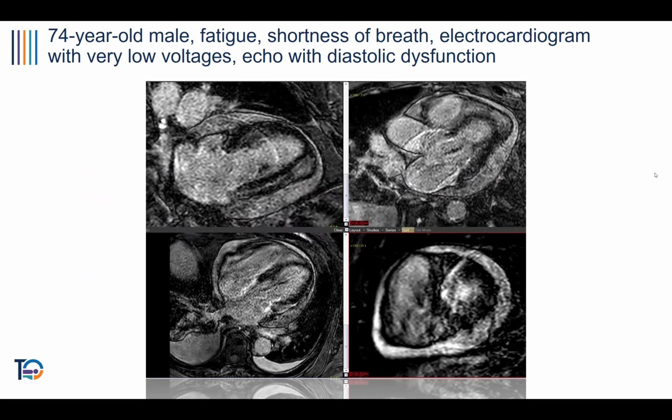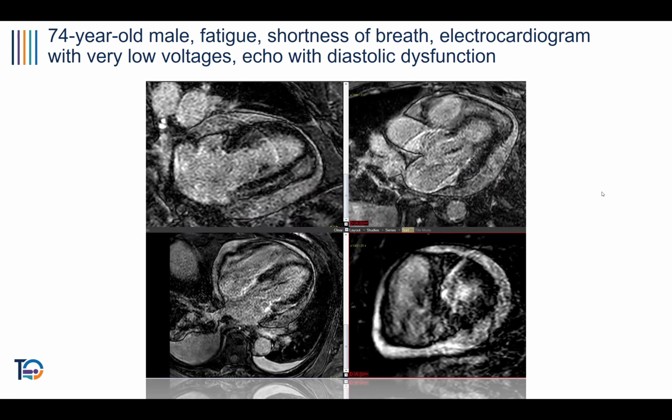First of all, here's a 74-year-old male with fatigue, dyspnea, and low voltages on ECG, as well as an echo with diastolic dysfunction. On these magnitude images, you can see that the patient has a moderate-sized pericardial effusion and bilateral pleural effusions, right larger than left.